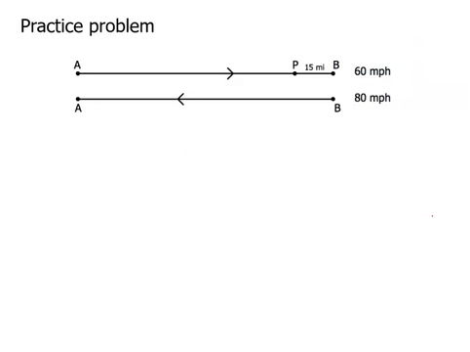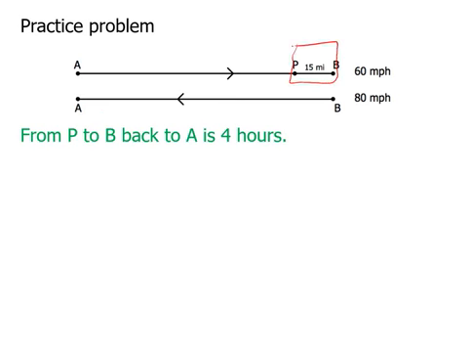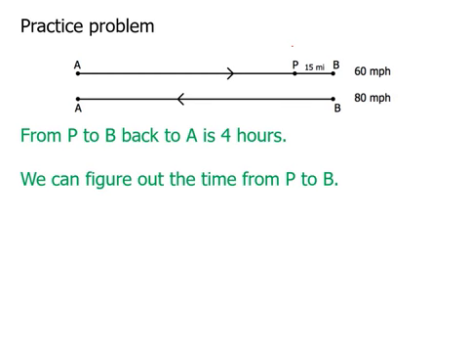So, in the first segment, going from A to B, he was traveling at 60 miles an hour. Going back, he was traveling at 80 miles an hour. And then starting from B, so from here, from P, all the way to B, and then all the way back to A, that whole segment took 4 hours. So P to B back to A is 4 hours.